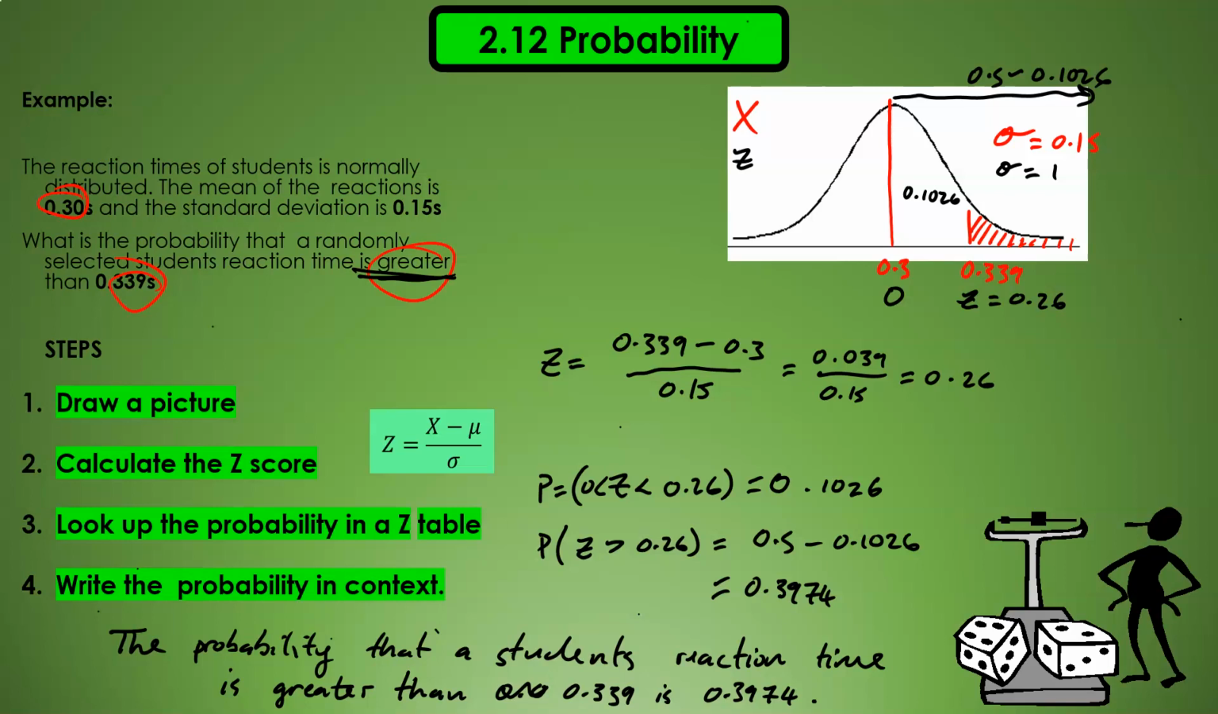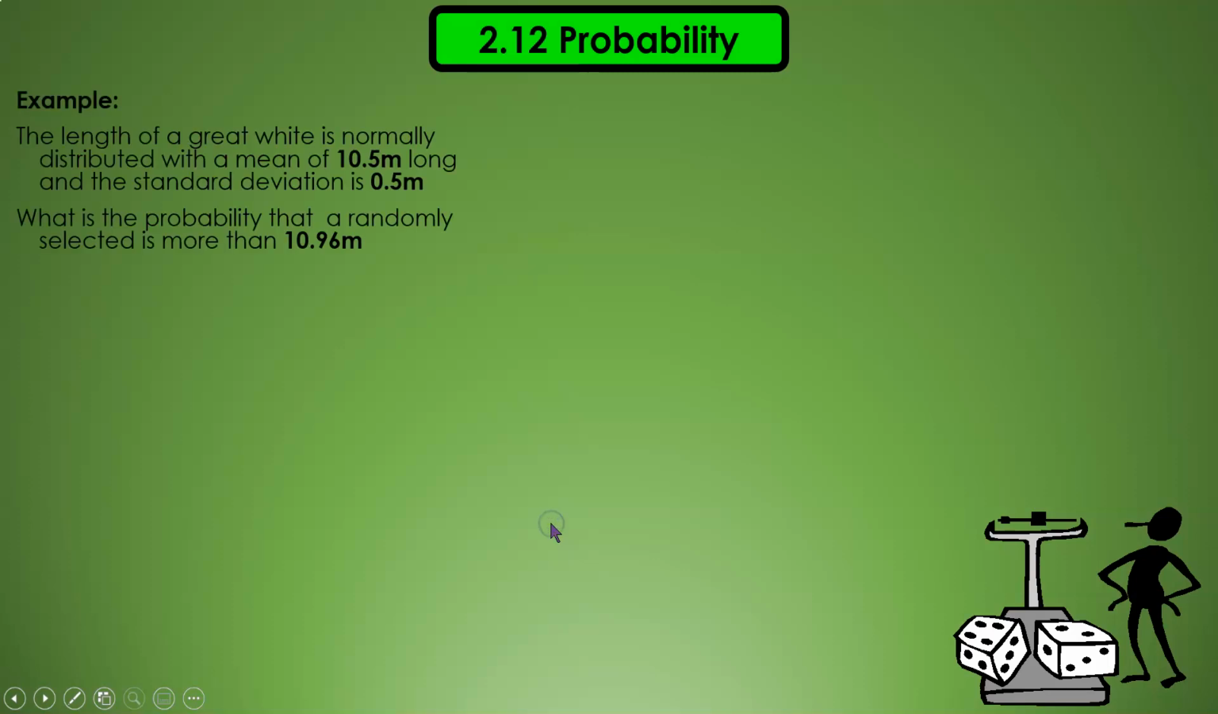Let's have a look at another example. For this one, the length of a great white shark is normally distributed with a mean of 10.5 meters long and a standard deviation of 0.5. What is the probability that a randomly selected shark is more than 10.96 meters? So what I want you to do is have a go.